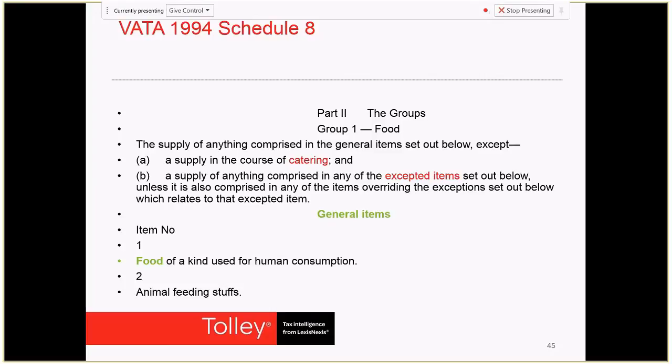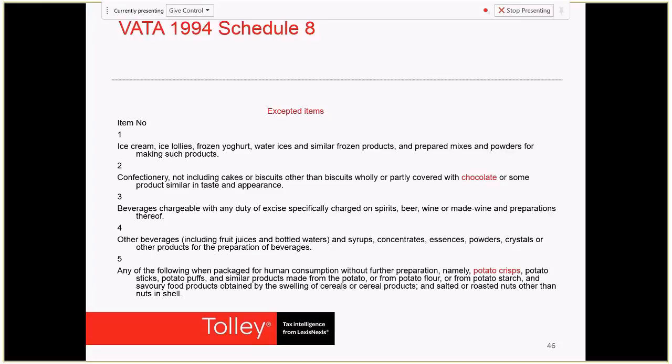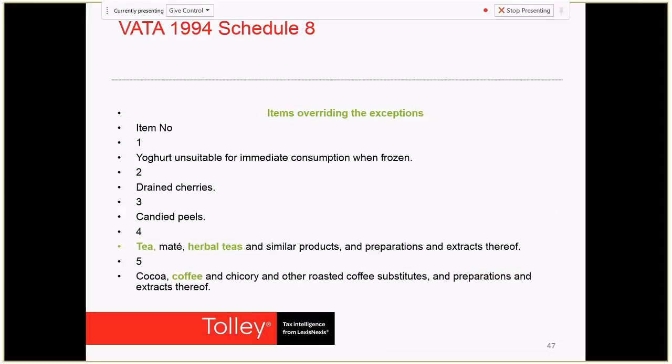But I've got it colour-coded, haven't I? Because it says everything is 0 rated except catering, so that's in red, not 0 rated, or accepted items. The stuff that's 0 rated are the general items, i.e. food. The stuff that isn't, the red stuff, is the stuff you shouldn't eat, like chocolate and crisps, that sort of thing, and that's in the accepted items. But then we have exceptions to the accepted items, so I'm back to green again, because now tea is all right and so is coffee.